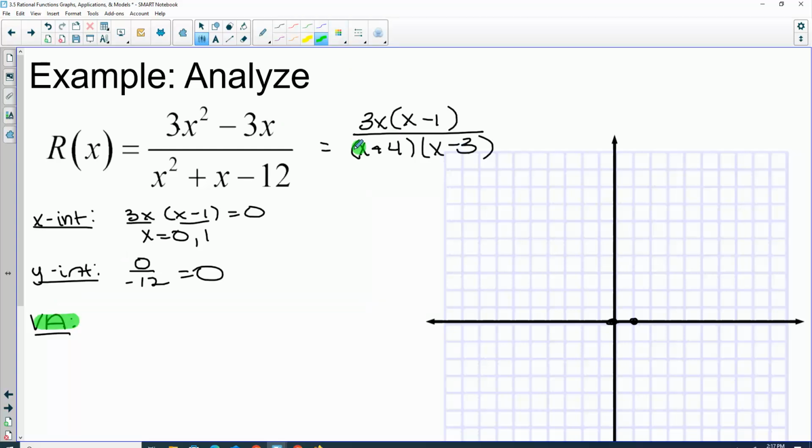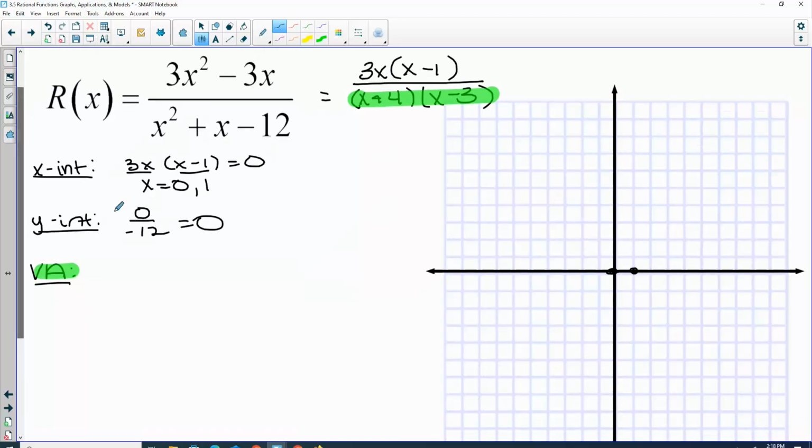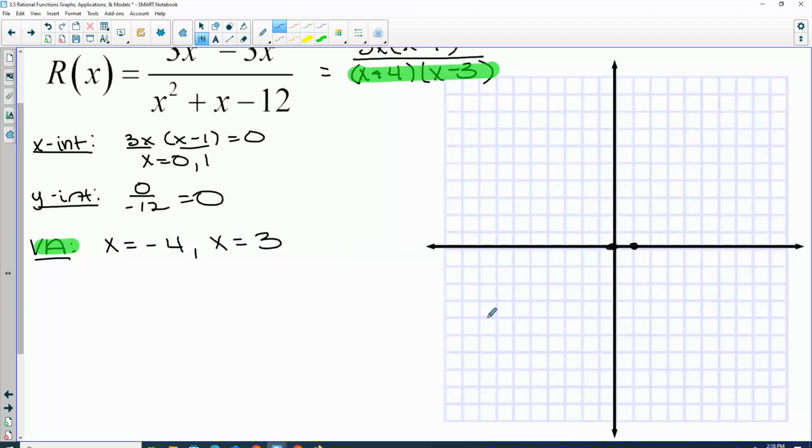Right, whatever's on the bottom. These are lines, so I have to have an equation. If you just tell me a number, you are going to lose a point for not writing the equation. So x plus 4, what makes that equal 0? So it will be x equals negative 4. And x minus 3, that would be x equals positive 3. How do we graph asymptotes? Okay.